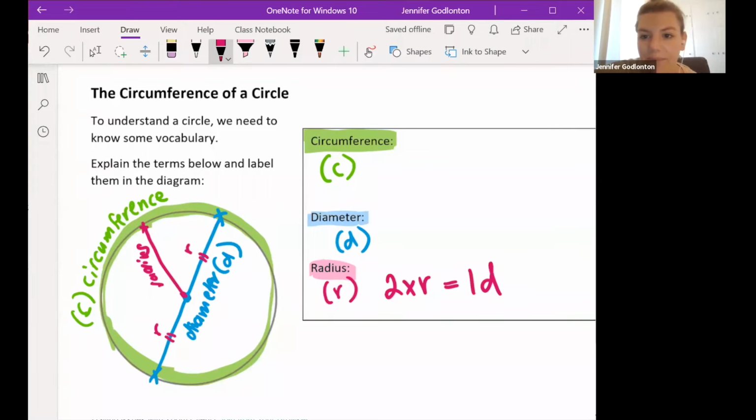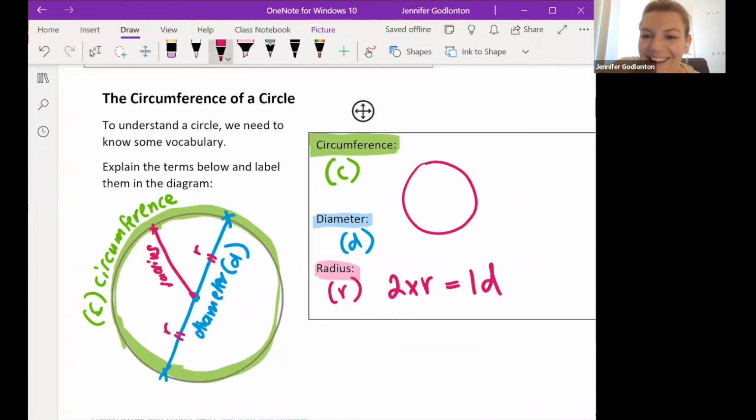Basically, what I mean by that is I'm going to draw a little circle over here. That is a surprisingly good circle. If I draw that circle, and I said that my radius was 4, then what would my diameter be? Don't overthink it. 8, exactly.